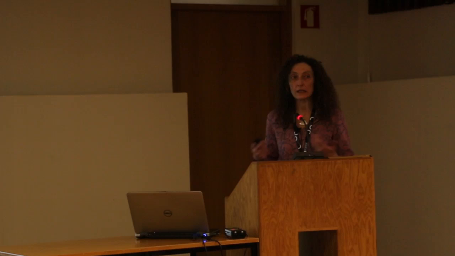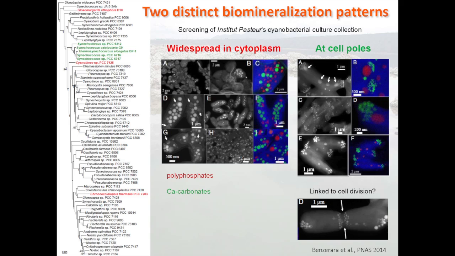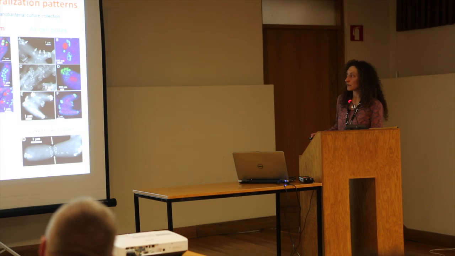So we screened a variety of cyanobacteria that you see here in a phylogenetic tree, encompassing a wide distribution of cyanobacteria across the whole phylum, that are deposited in the Pasteur Institute collection, looking for intracellular carbonates. And actually, we detected two types of patterns. One is like the one in Gloeomargarita lithophora, with carbonates scattered in the cytoplasm, and you have it here in organisms labeled in red in the tree.